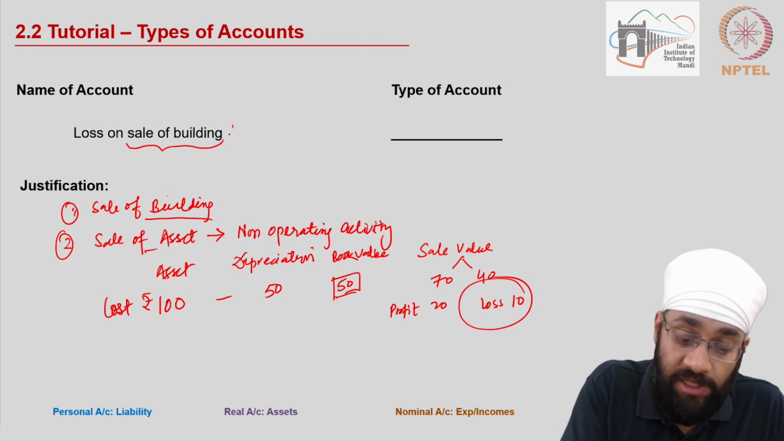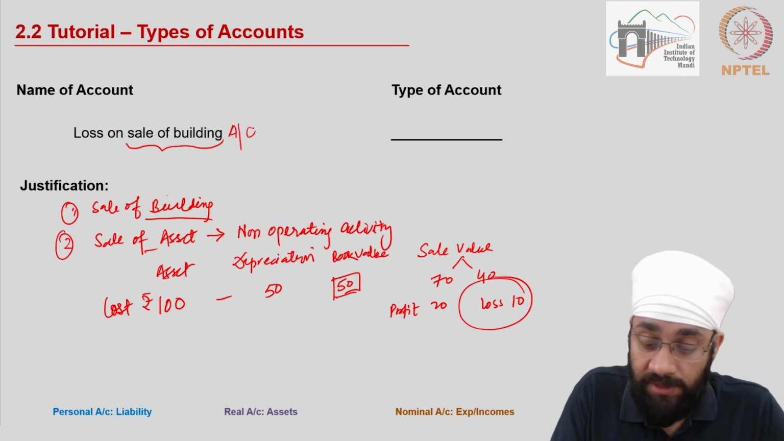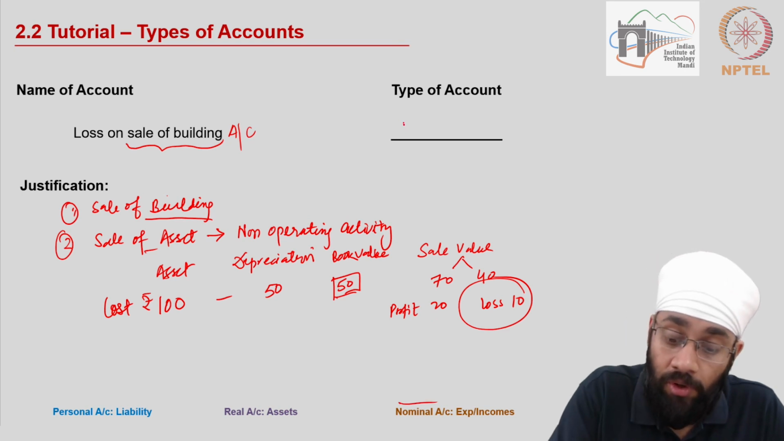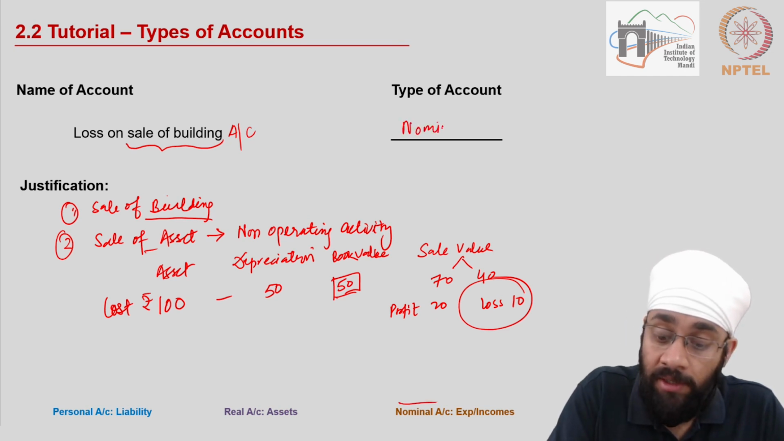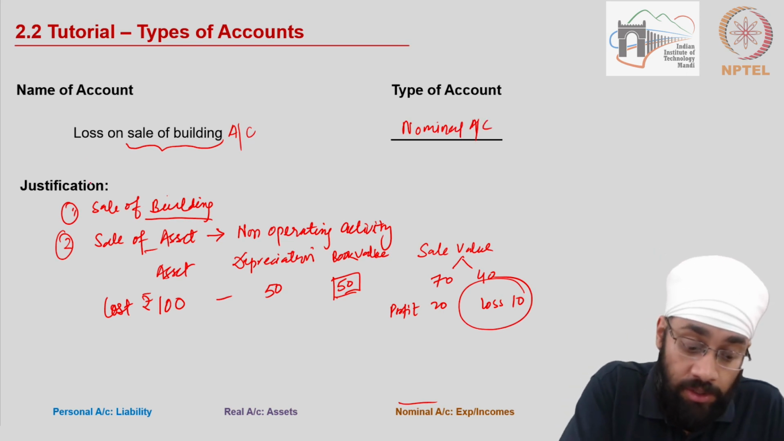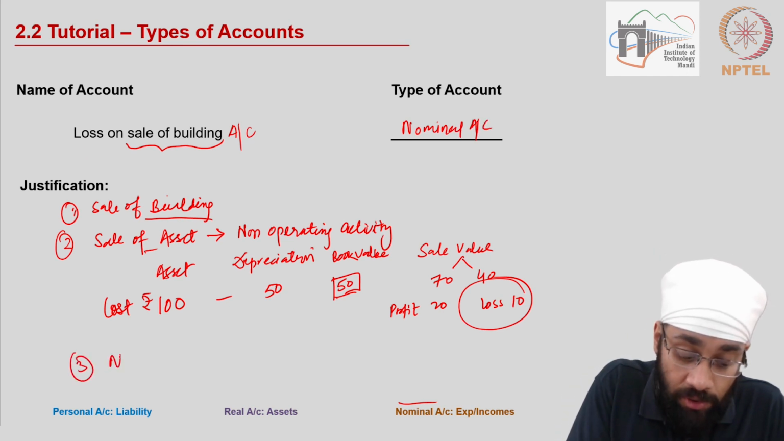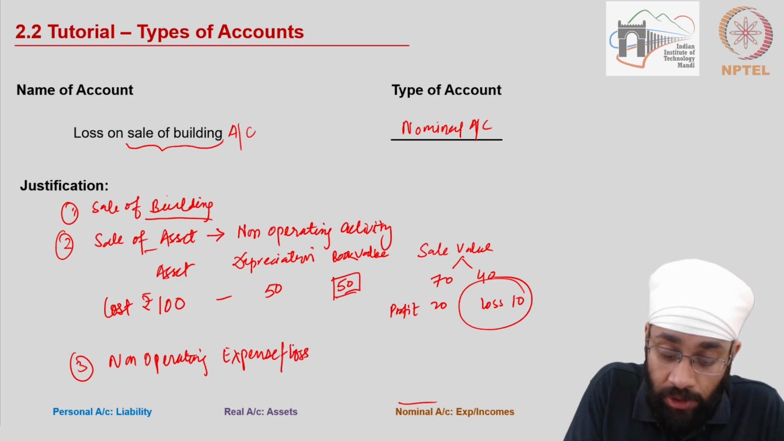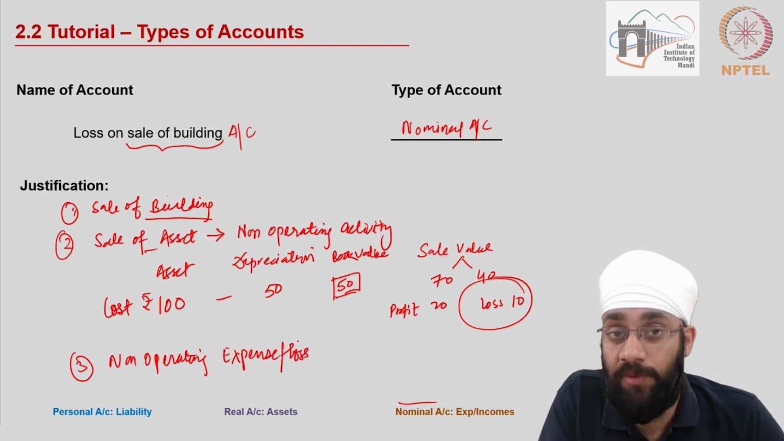So loss on sale of building account, since it is a loss, you clearly know this is going to go into nominal account, but more than that, we need to also understand the nature of this account. So this is a non-operating expense slash loss. This is not a primary activity of the business.